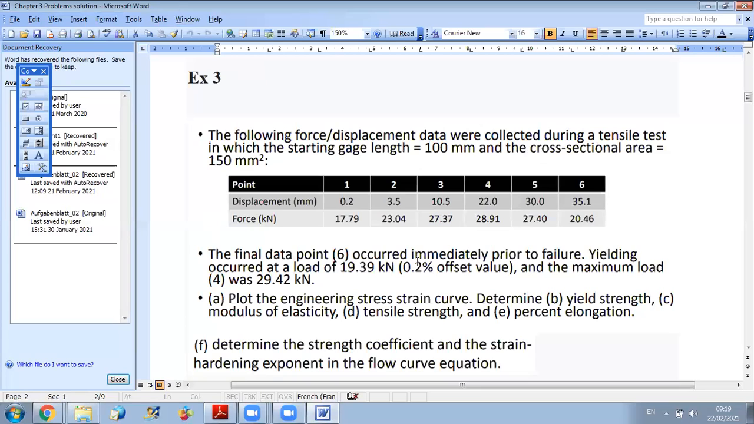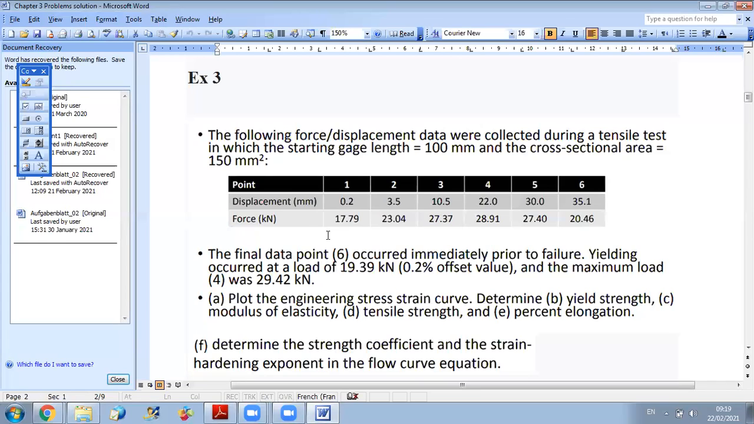So all you have to do in order to find the engineering stress is to divide each force at each point by the value of the area. Now, if you keep the force in kilonewton and your area is in millimeter square, the value of sigma will be in gigapascal. And if you convert your force to Newton and divide by the area, then you will get, in this case, the value of sigma in megapascal.